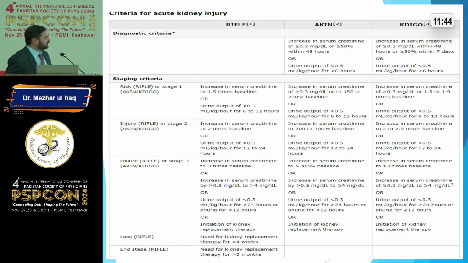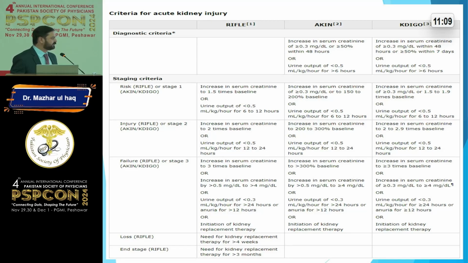If the creatinine has gone up to 2 to 2.9 times the baseline, and the urine output of less than 0.5 has lasted 12 to 24 hours, it means the patient is in stage 2. If the serum creatinine is more than 3 times the baseline, or has increased to more than 4 milligram per deciliter, and the urine output has further reduced to less than 0.3 ml per kg per hour for more than 24 hours, or the patient becomes anuric for more than 12 hours, it means he is in stage 3.